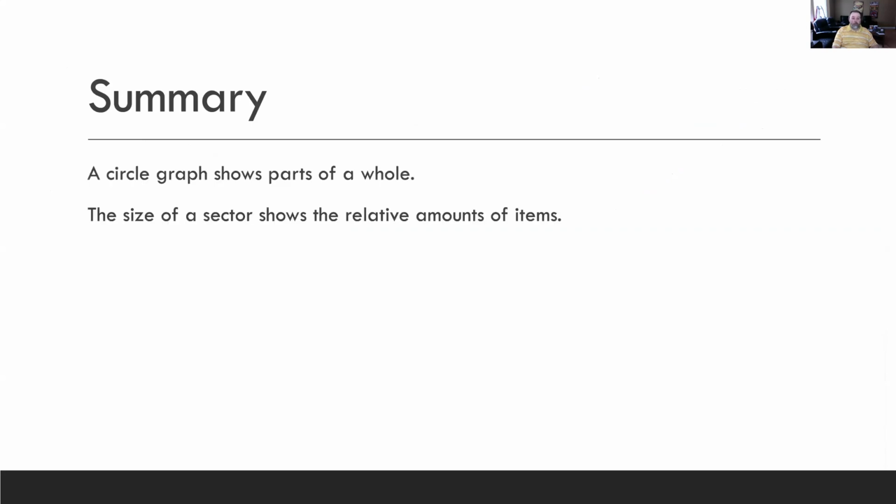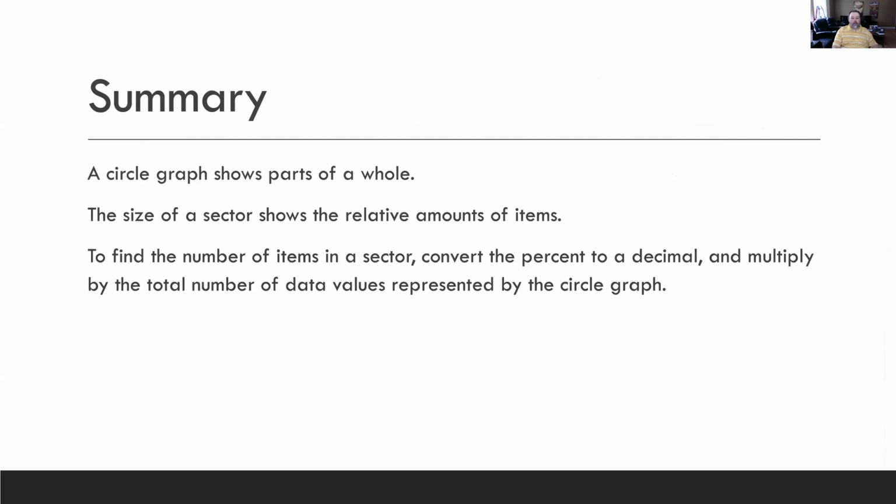All right, so here's the summary. A circle graph shows parts of a whole. The size of a sector shows the relative amounts of items. To find the number of items in a sector, convert the percent to a decimal and multiply by the total number of data values represented by the circle graph.